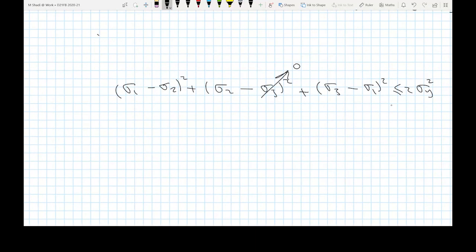So I'm just going to take it out. So this is 0 and this is 0. I'm left with sigma 1 squared minus 2 sigma 1 sigma 2 plus sigma 2 squared. And then I have sigma 2 squared also from the second bracket, and from the third bracket, I have sigma 1 squared.